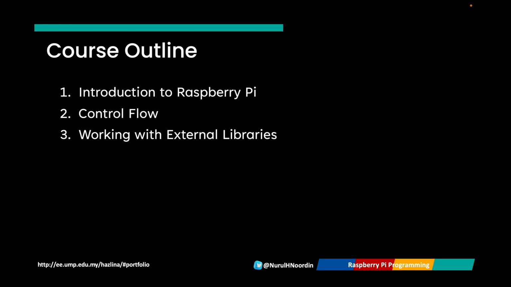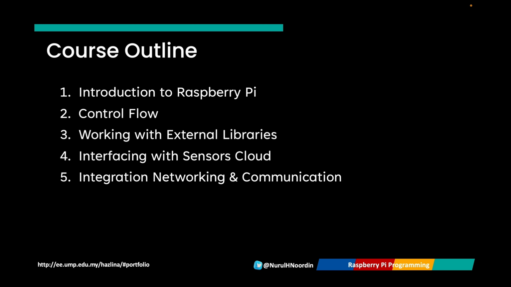Chapter number 3, Working with External Libraries. Here, you will explore third-party Python libraries to enhance Raspberry Pi functionality. Chapter number 4, Interfacing with Sensors. You will learn to connect and control sensors and actuators using GPIO pins and Python. And finally, chapter number 5, where you will learn about cloud integration, networking, and communication. Here, you will do activities that will send and receive data via the cloud, enabling IoT applications.